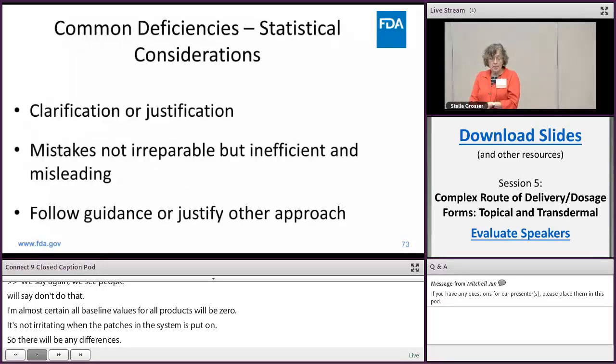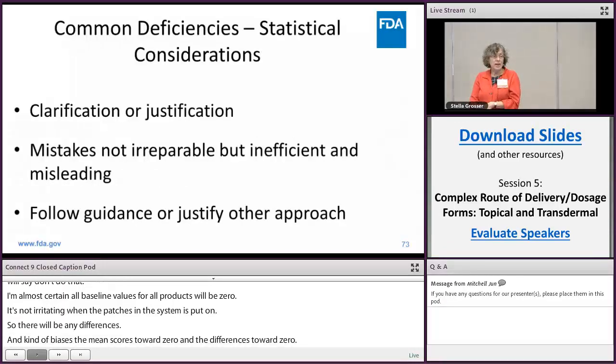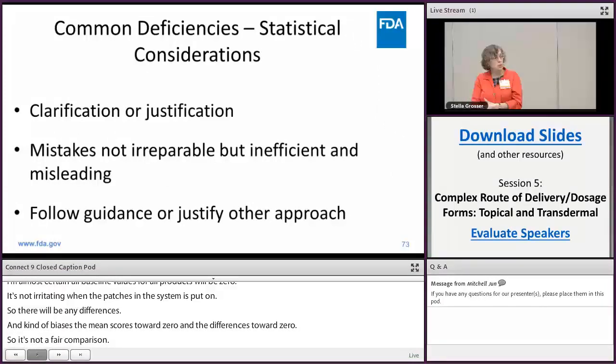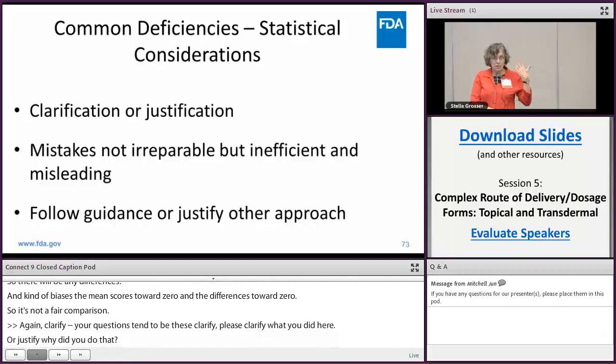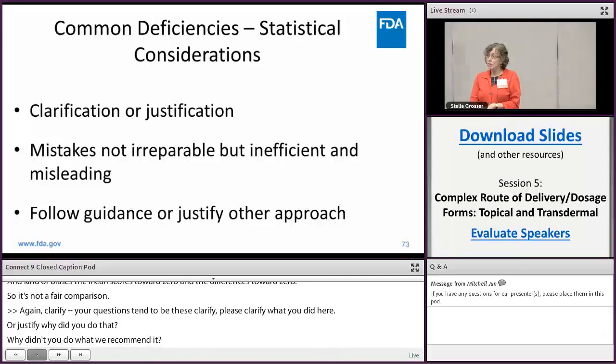And again, clarify. Our questions tend to be, please clarify what you did here. Please clarify what this means. Or justify, why did you do that? Why didn't you do what we recommended? And again, you don't have to do what we suggest in the guidance, but we need to know what your thinking is. So be deliberate about your analyses.